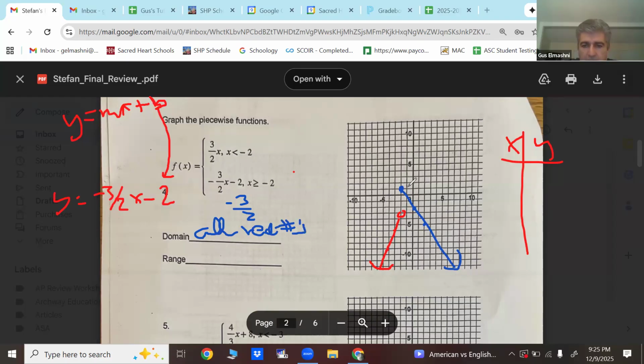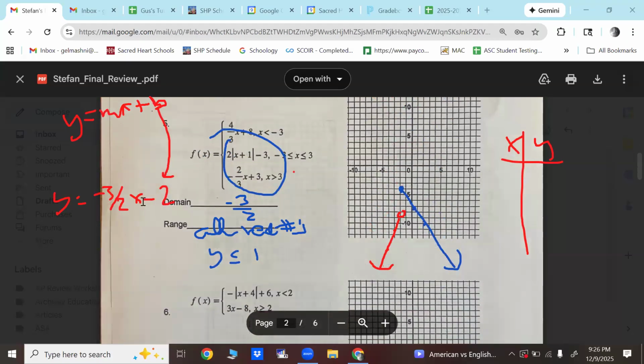So the range looks like it has a highest y value of 1 and goes down forever. So range is always good. You just look at the graph itself. Domain could probably look at the graph itself, but you can also just consider what x values you're going with. And it looks like no x values are excluded. So that's what's happening with piecewise.